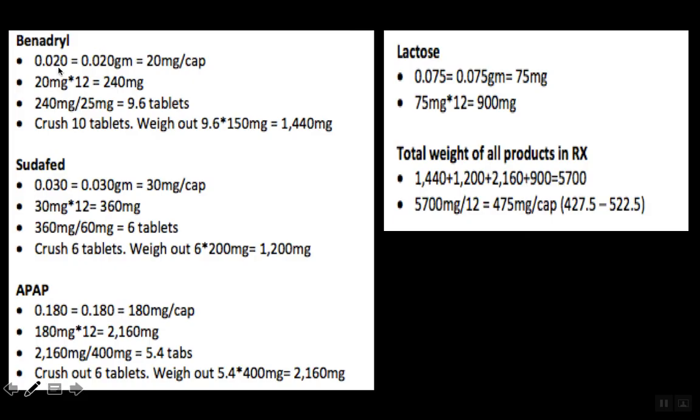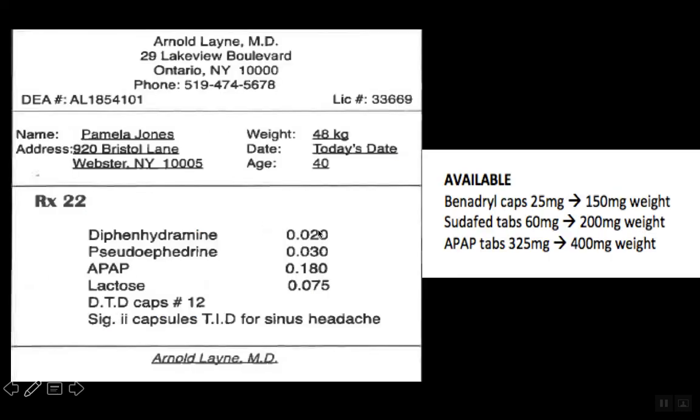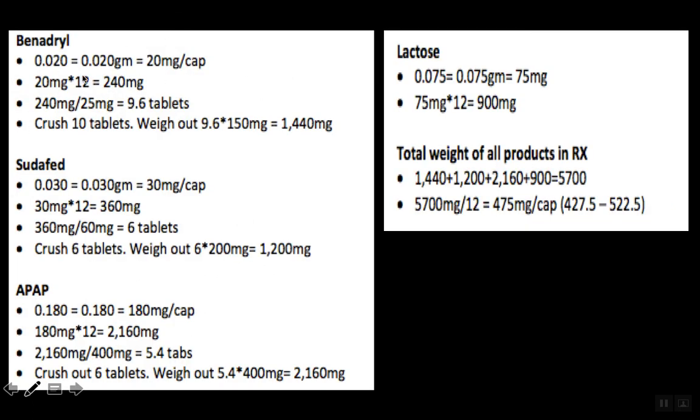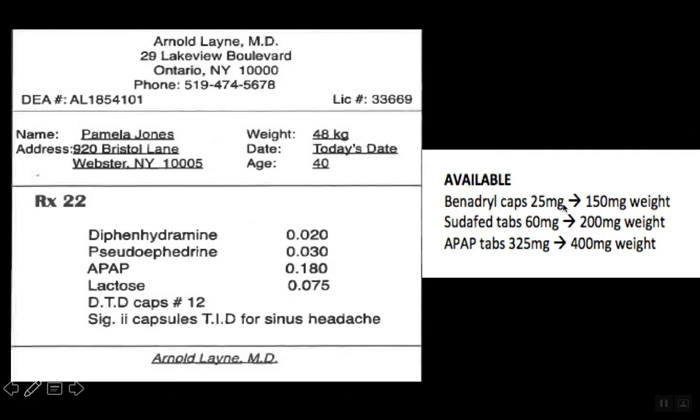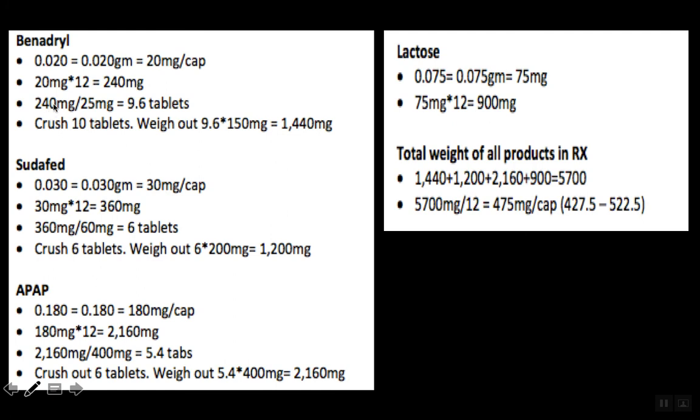So the Benadryl. Like I said, it means grams, so I turned that into milligrams because it's easier for me. Once again, this means per capsule. Each capsule will have 0.020 grams, or 20 milligrams, of Benadryl. So how much would 12 capsules have? I got 240. Then I use what is supplied to me: 25 milligrams per capsule of Benadryl will supply 25 milligrams of the active ingredient. I need 240 of the active ingredient in the whole prescription, so I'm going to need 9.6 capsules, not tablets, but you know what I mean.